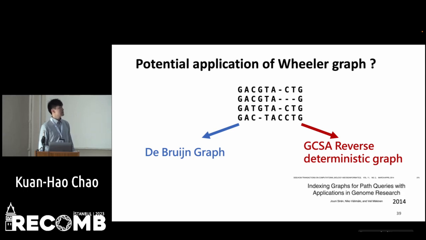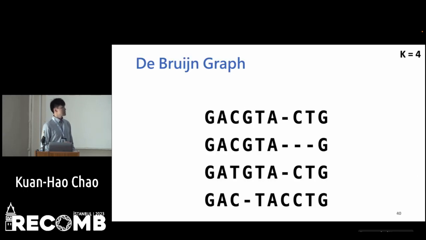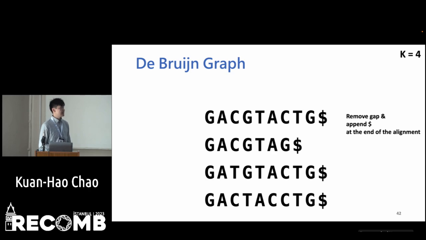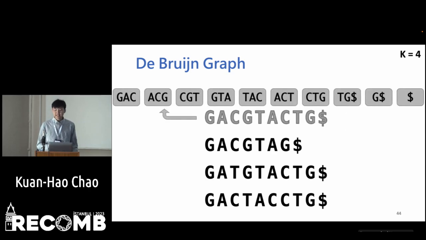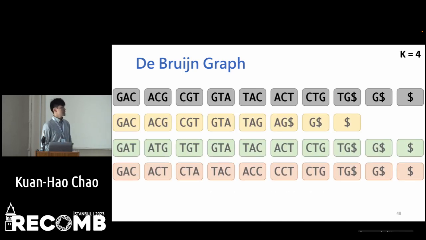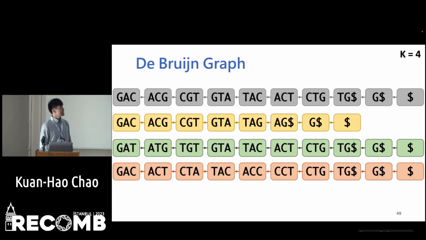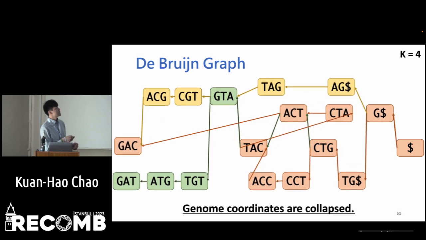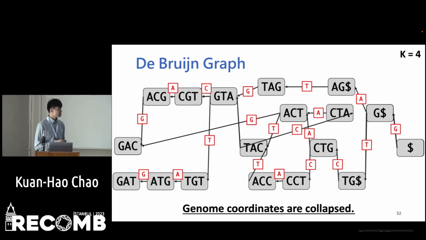So I'll dive into the de Bruijn graph first. So this is a multiple sequence alignment. We can first remove the gaps and also append the $ sign at the end of the alignment. And then we take k equal and break the sequences down into k-mers, and so on and so forth. We add edges. And now we collapse the nodes having the same k-mers. So one of the problems of the de Bruijn graph is that the genome coordinates are collapsed. And I simply just label the edges. So for the incoming edge label, we label it as the first character of the node.